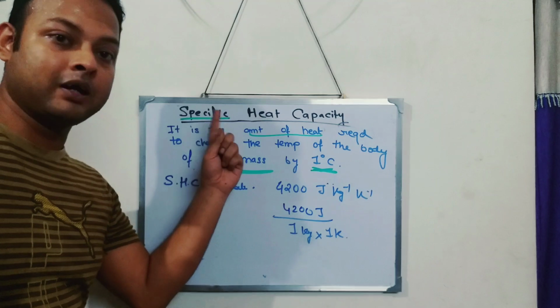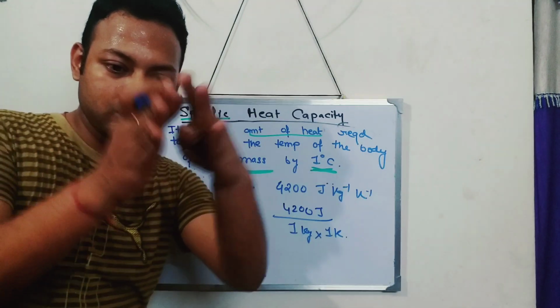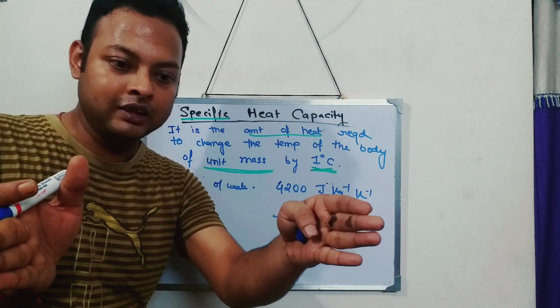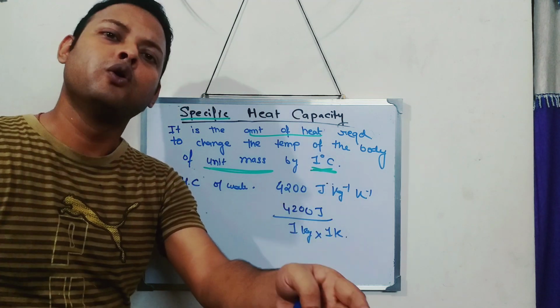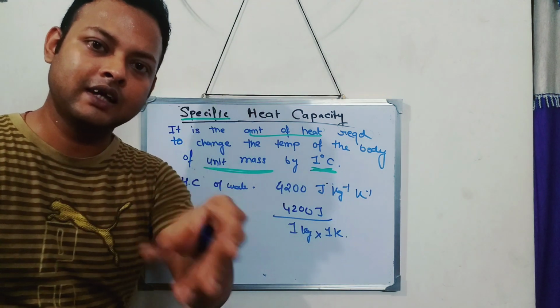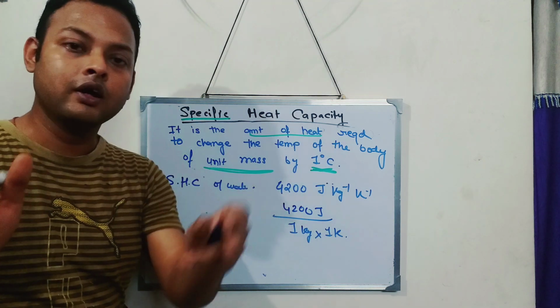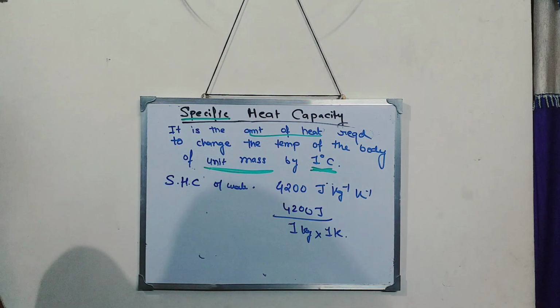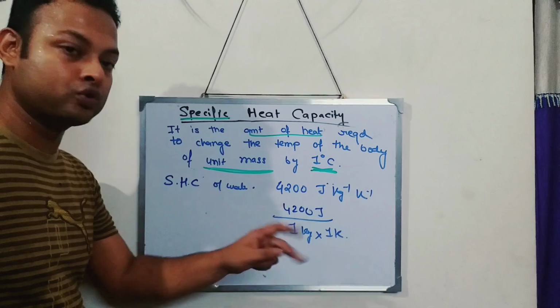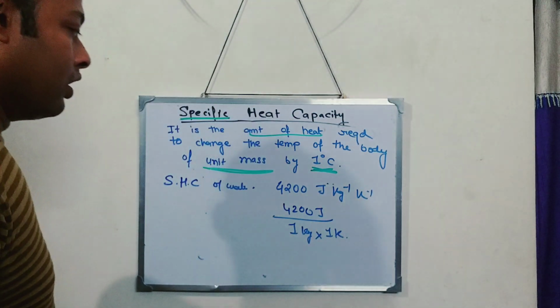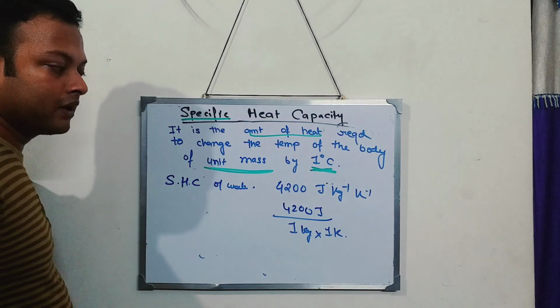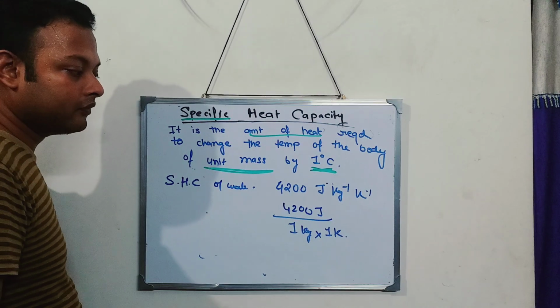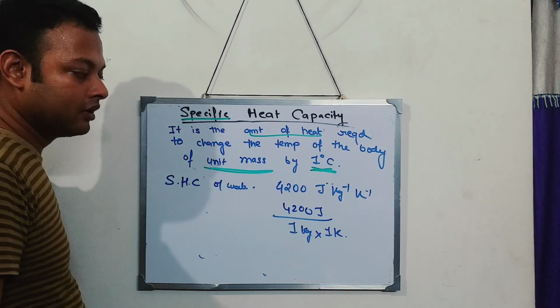But in specific heat capacity, I made my mass 1 kg, and this I cannot change. So this 1 kg body will always take exactly that amount of heat only. So it does not depend on mass. Why? Because the mass is fixed to 1 kg. So what is the specific heat capacity of water? 4200 joule per kg per Kelvin. I think you understood this part.